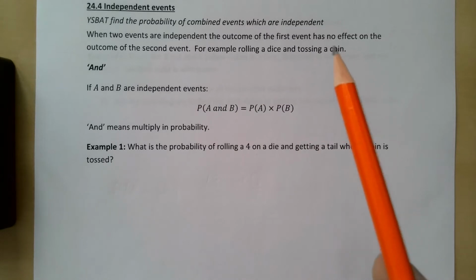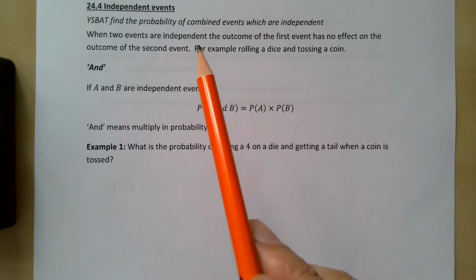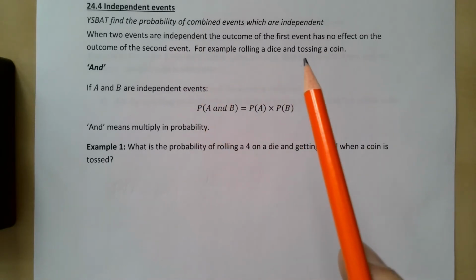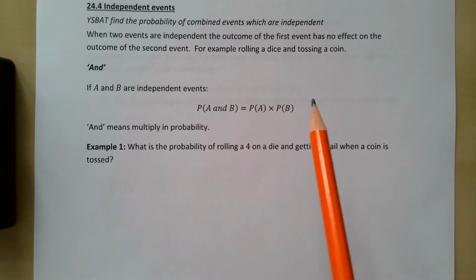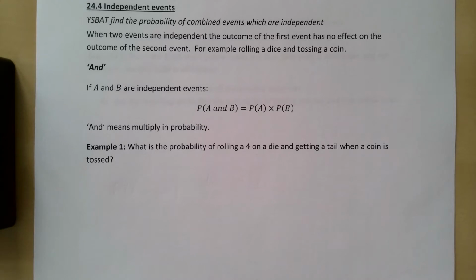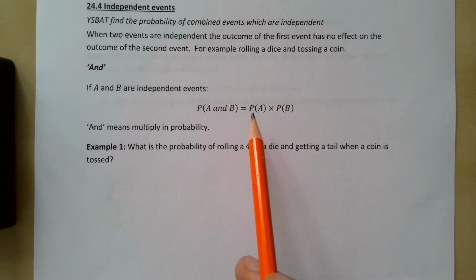An example of ones that aren't independent might be, for example, winning the first set in tennis and then winning the second set in tennis. If you win the first set, it's probably going to make you more confident, and so it probably improves your chances of winning the second set. So something like that wouldn't be independent, but these ones have no effect on each other. If they're independent, you can then multiply the two probabilities.